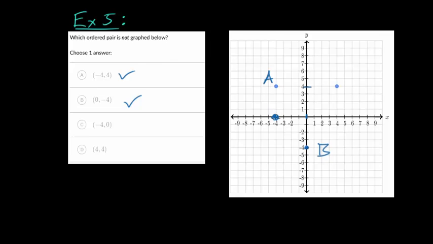Minus 4 for x, and then no up and down for the y value. That point is not graphed. This point over here of 4, 4, that's D, that one is graphed. So C is the one that is not graphed below.